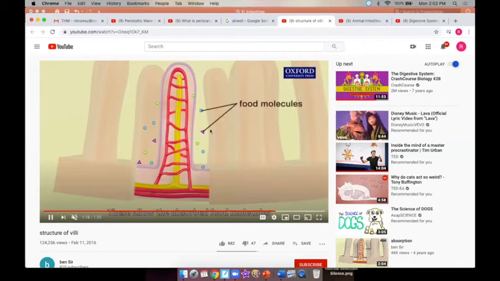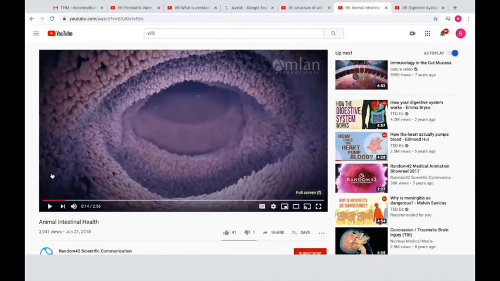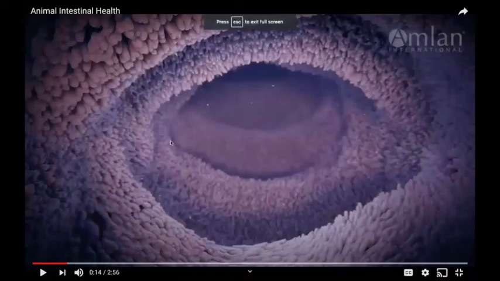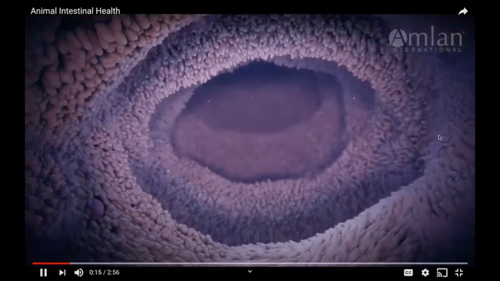And it shows these are all the nutrients, the food molecules getting sucked into the blood vessels and moving around your body. Got another video, get bigger here. So this is inside the intestine. You are the food moving through the intestines, and you can see all the villi inside.